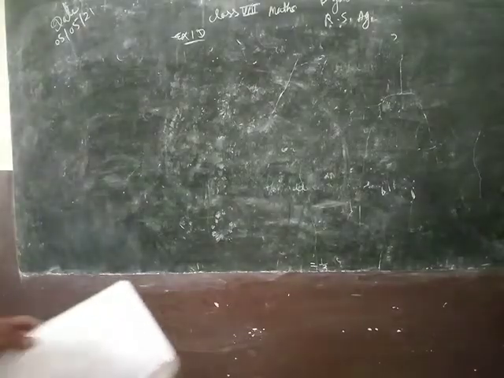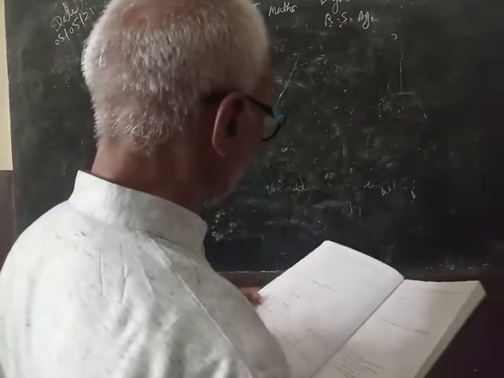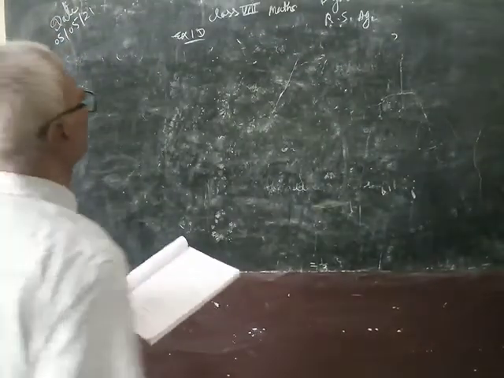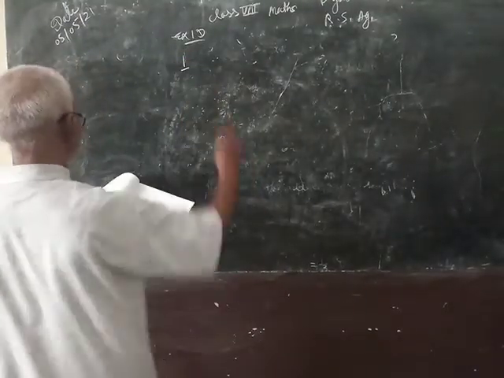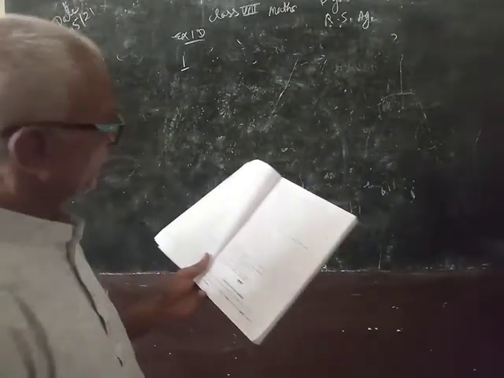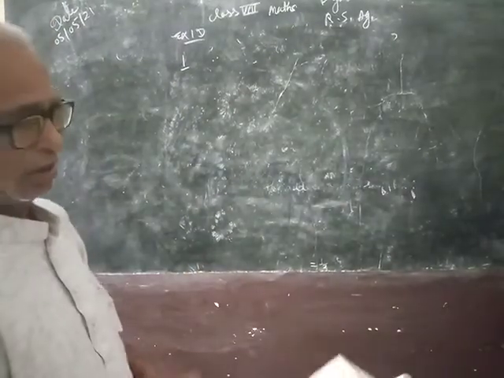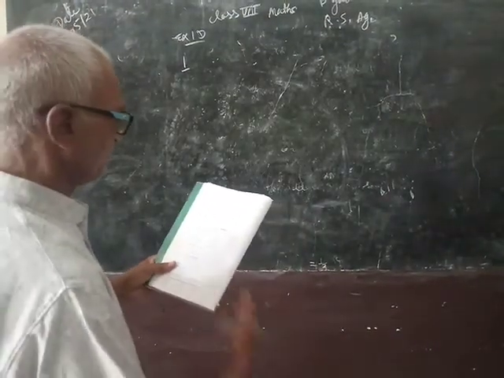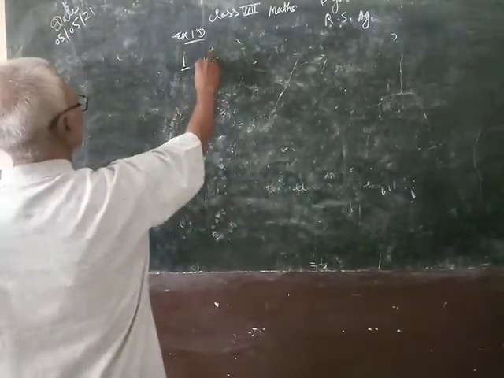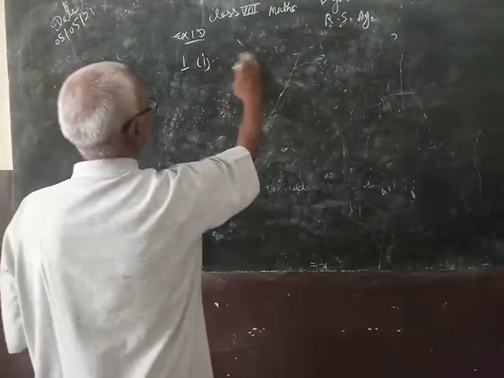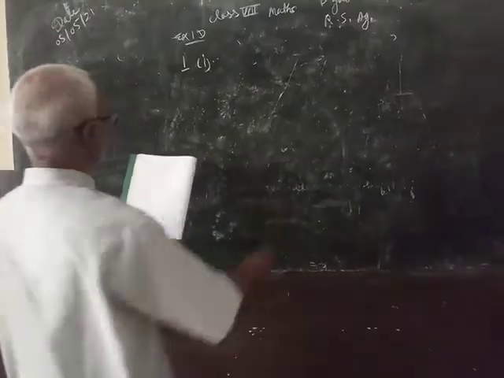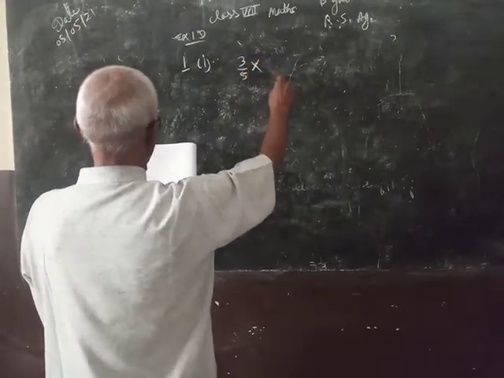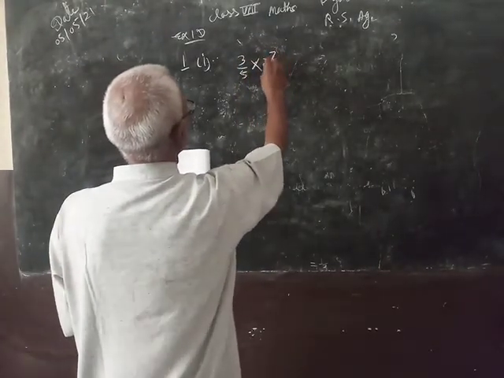So, exercise 1D. Question number 1. Find each of the following products. Question number 1 has 12 parts. Many parts are given here. I am doing some of them. So let us do the first part. It is very easy. It wants us to calculate 3 by 5 into minus 7 by 8.